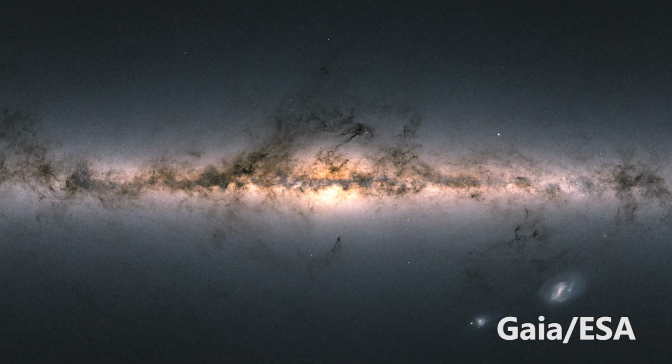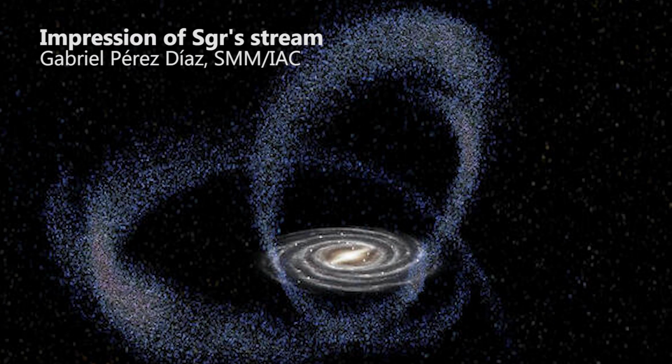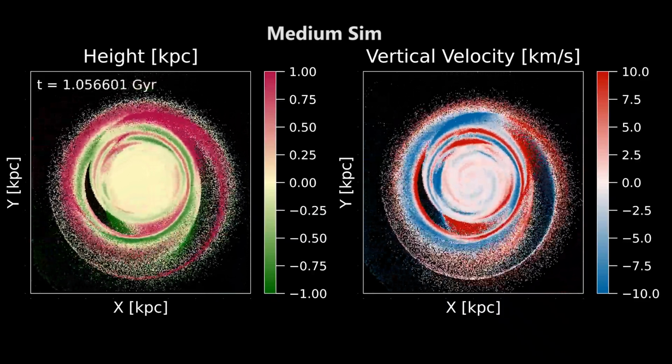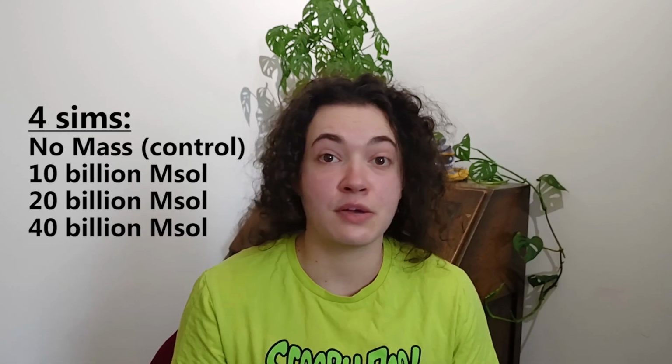So let's quickly recap. The Milky Way is warped, and we think one of the main causes is the Sagittarius dwarf spheroidal galaxy, or Sagittarius for short. In my simulations, I model a Sagittarius-like impulsive interaction with the Milky Way and set up the sims so that the Milky Way is as close to the actual Milky Way as possible, but I vary Sagittarius's mass and see how the effects of mass change the warping within the disk.